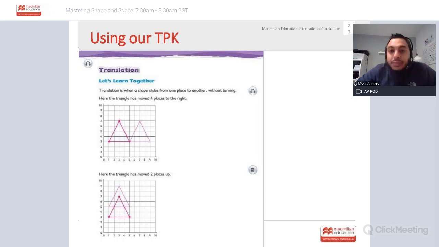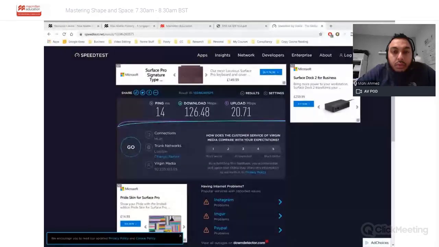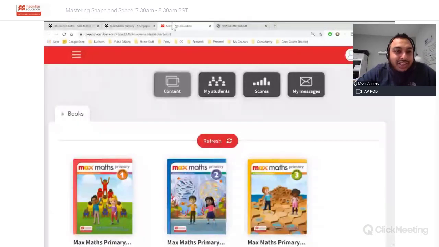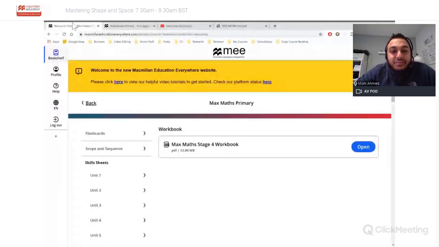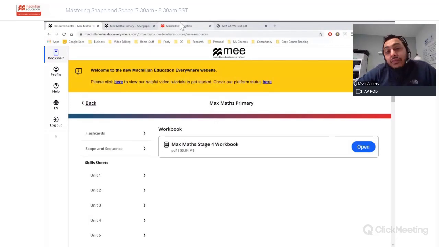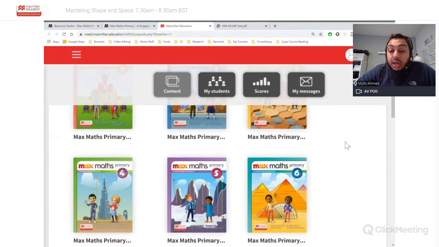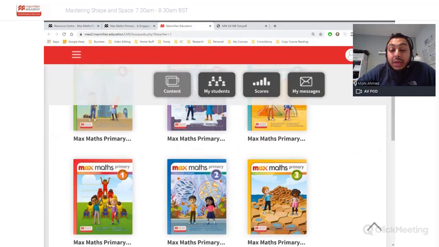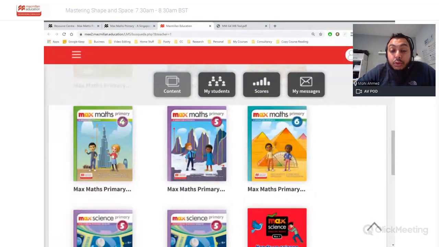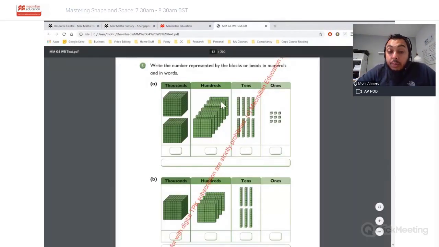Slightly slow. Okay, so hope you can see the screen now. And there's my speed test, just to see that we're doing well in speed. And so here, what we can see is that we have various different resources. We've got all our textbooks online, so if you wanted to access any of the pages from our textbook, it's there. Not only that, we've also made available our workbooks online as well.